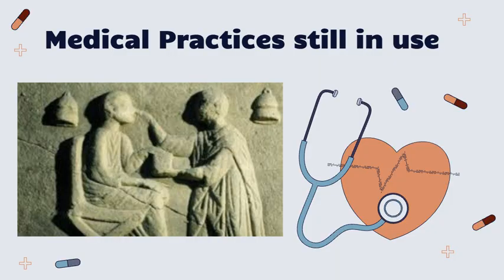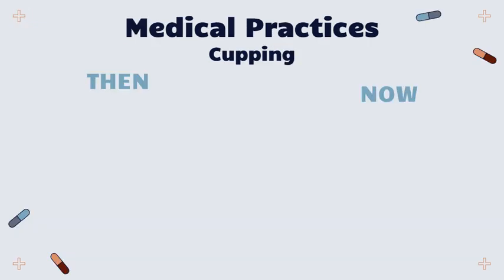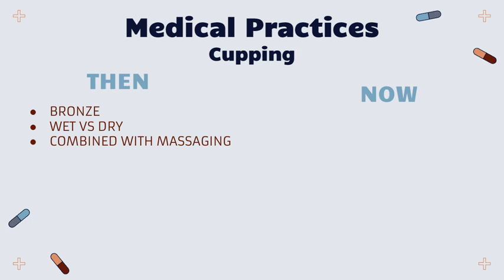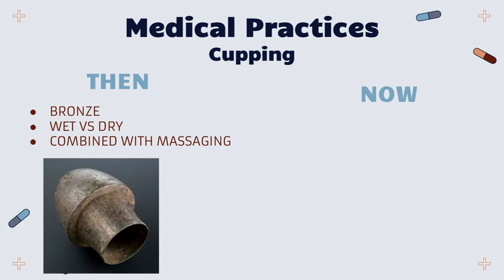Next, we will be exploring medical practices from ancient Rome that are still in use today. First, the medical practice of cupping. In ancient Rome, Romans used bronze cups to perform cupping, and there were two main types: wet cupping and dry cupping. Wet cupping was similar to bloodletting and involves making small incisions on the skin to draw out blood and what are believed to be harmful substances. Dry cupping, on the other hand, uses suction to gently pull the skin upward, often combined with massage to promote healing.